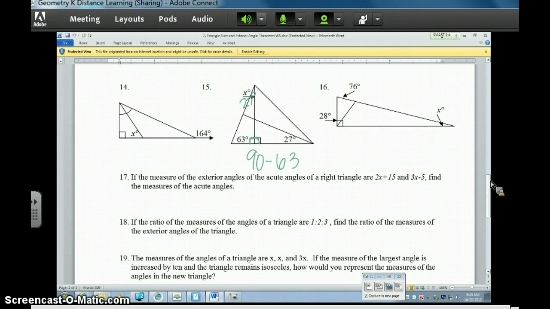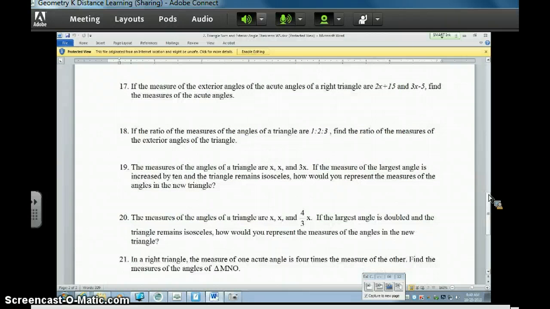All right, 17. If the measure of the exterior angles of the acute angles of a right triangle are that and that, find the measures of the acute angles. Oh, this showed up on a quiz, didn't it? Okay, keyword, exterior. So we've got a right triangle, and we've got an exterior angle, and we've got an exterior angle, and we know this other exterior angle is 90, and we're trying to find the measures of these two angles.